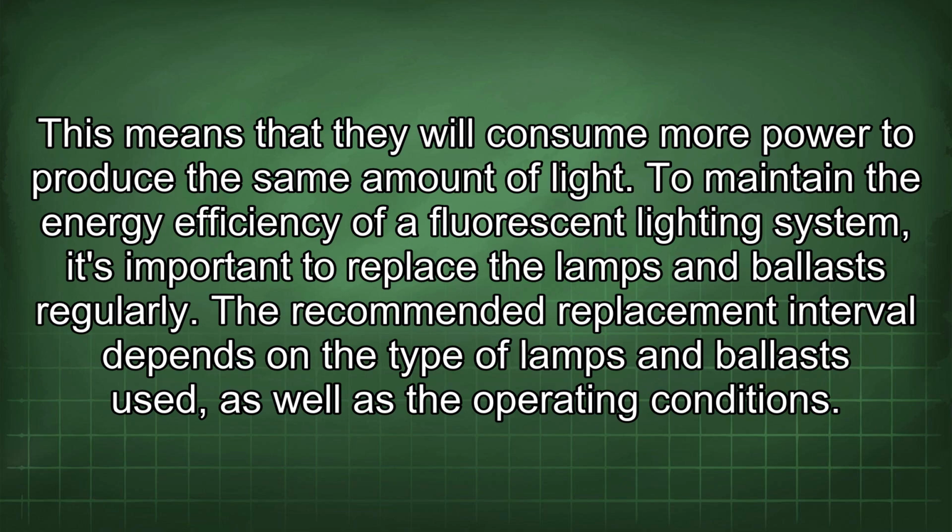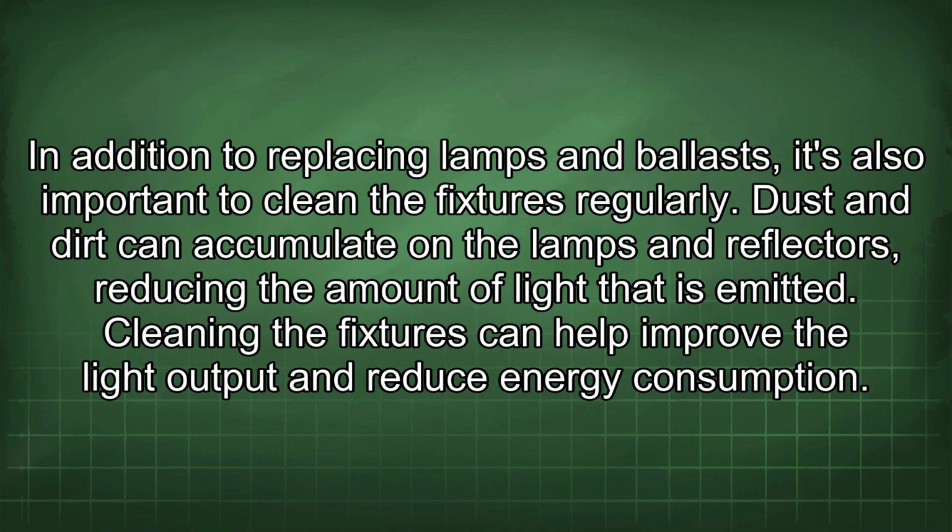To maintain the energy efficiency of a fluorescent lighting system, it's important to replace the lamps and ballasts regularly. The recommended replacement interval depends on the type of lamps and ballasts used, as well as the operating conditions. In addition to replacing lamps and ballasts, it's also important to clean the fixtures regularly. Dust and dirt can accumulate on the lamps and reflectors, reducing the amount of light that is emitted. Cleaning the fixtures can help improve the light output and reduce energy consumption.